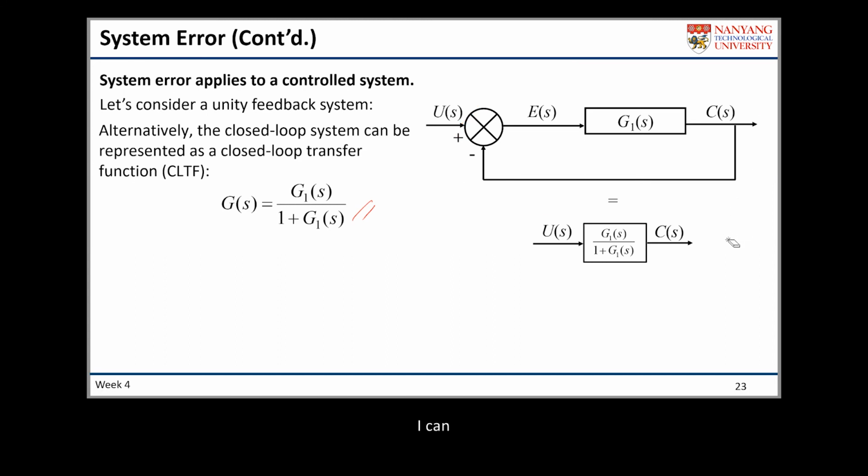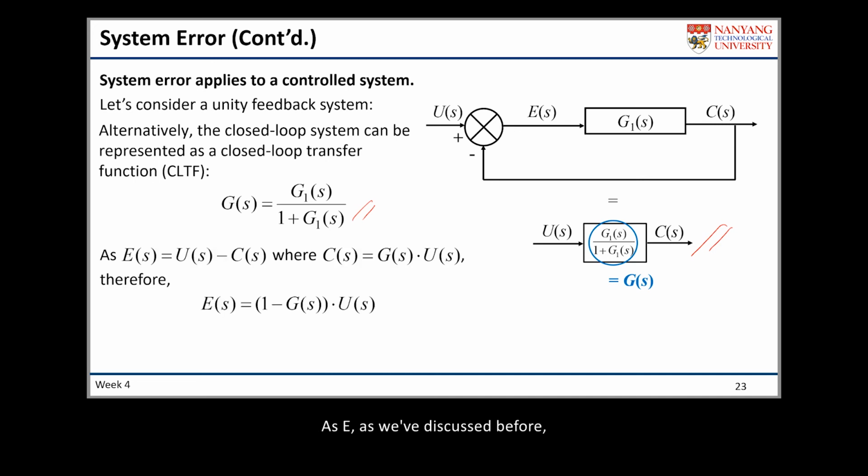So I can redraw the closed loop block diagram into something like this to simplify it. Again, G here is the transfer function of this closed loop system, while G1 is the transfer function of the forward loop part of this closed loop system. Same thing here, I want to express E, the error, in terms of G.